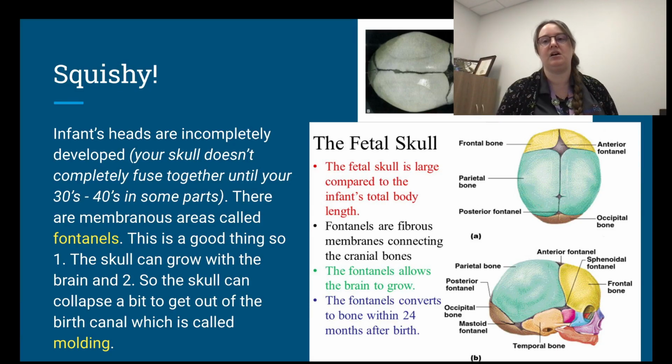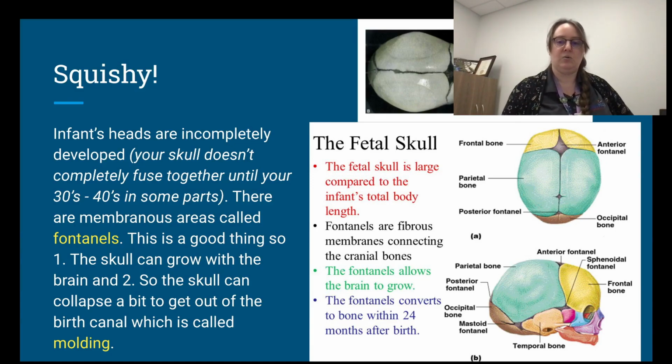a fully fused skull like you see in an adult right here, because the brain is still growing, and actually it grows a lot. So we need to be able to not have this fused together so it can grow with the brain, because the last thing you need is a tiny skull and then brains getting squished up against the skull, because that leads to a whole lot of brain damage. It's not good. So that's why we have a skull that is just not fused whatsoever.